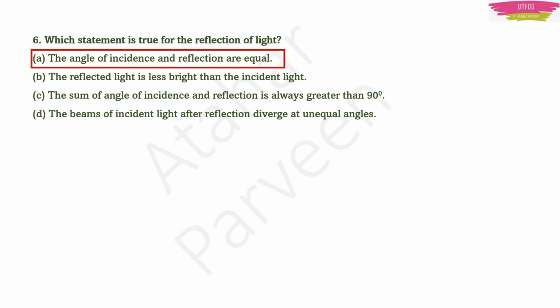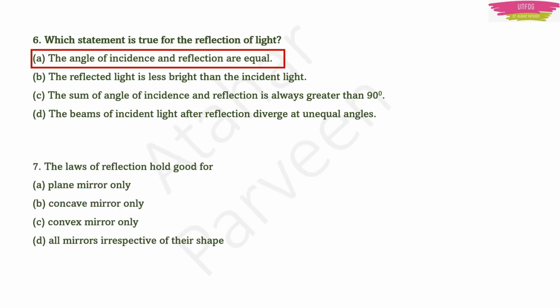The option is angle of incidence is equal to angle of reflection, which is the first law. Correct? You all know it, right? If you have attended this class from the starting, you will easily take the right answer. Okay, next question. The laws of reflection hold good for plane mirror, concave mirror, convex mirror, all mirrors. See, laws of reflection, they hold good for all types of mirrors. Whatever their shape is, no problem. The laws of reflection will hold good. That's why option D is the right answer.